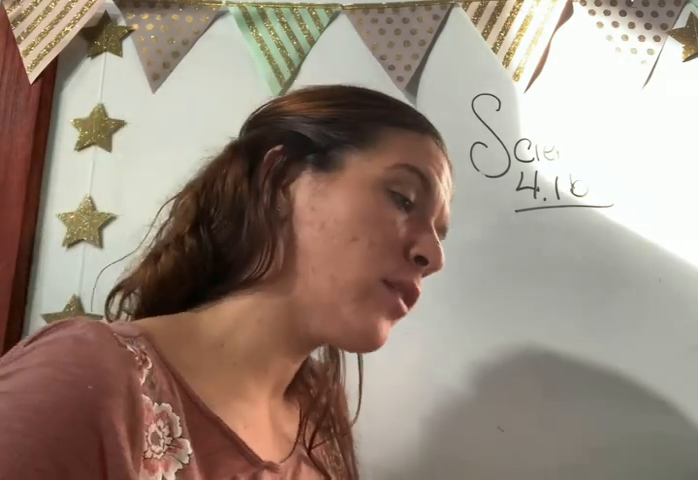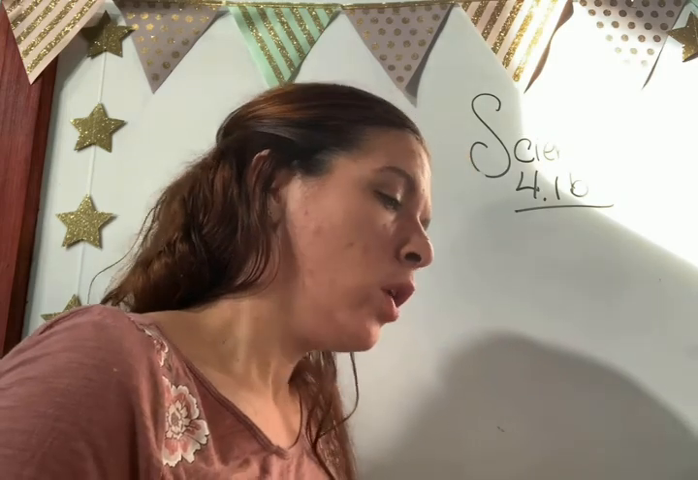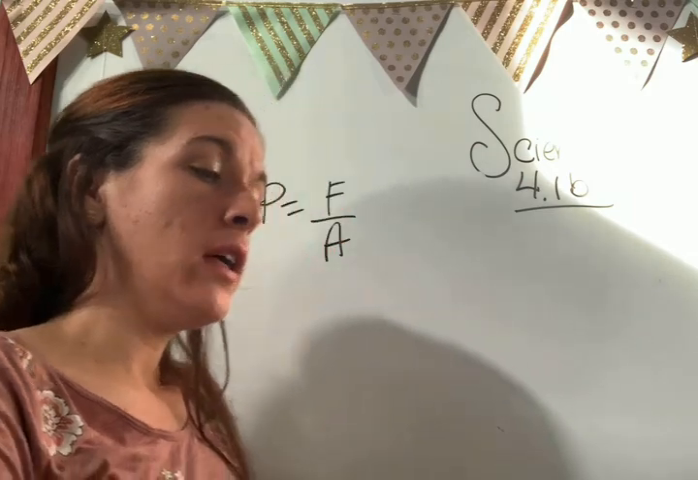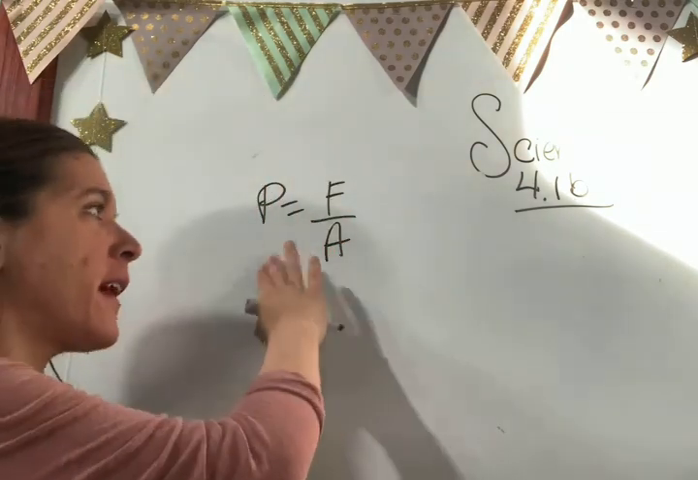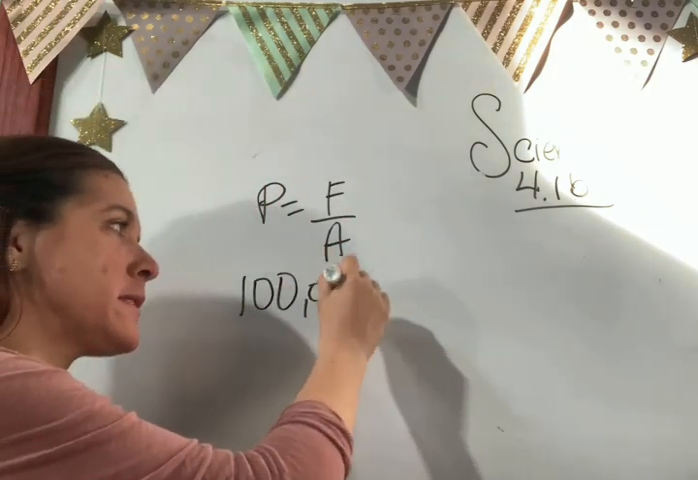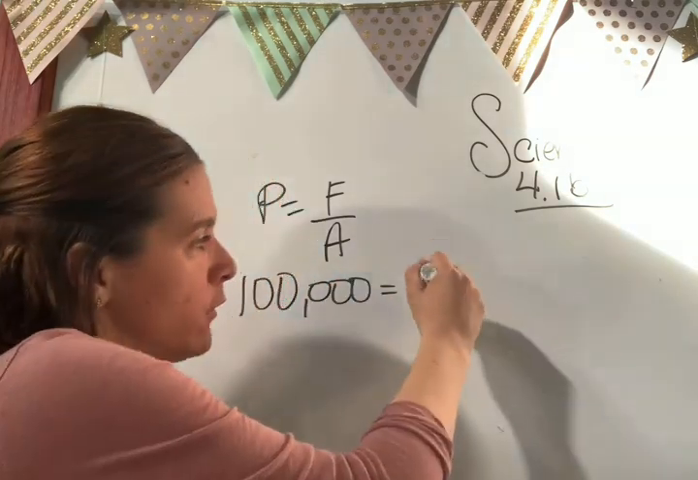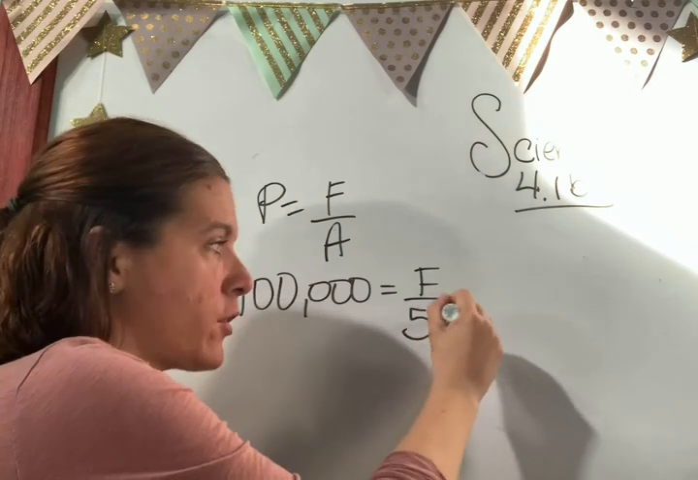it's going to be even throughout, right? So the force is going to change and everything like that. But when we're talking about pressure, that's going to be even. So we can use this formula again. We already know that the pressure is 100,000. We're looking for the what? The force. We're looking for the force, and we have the area of 500, right?